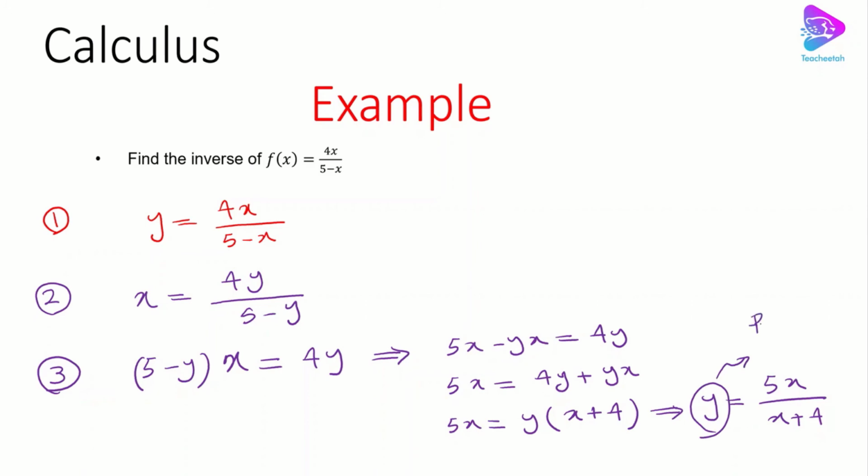and then instead of y we can say it is basically f inverse of x. So this is the very last step. We should put f inverse of x instead of y. So the answer is going to be f inverse of x equals 5x over (x plus 4).